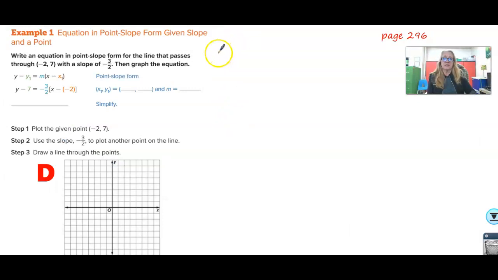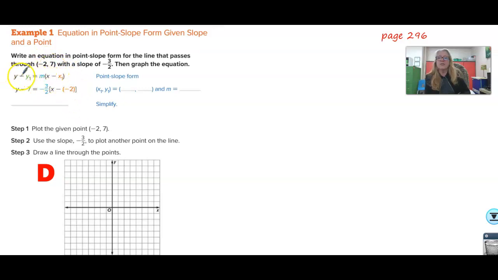This is where we really get to explore with this. They've said, write an equation in point slope form for the line that passes through -2, 7 and has a slope of -3/2. All right, so when you're using the point slope form, the first y and the first x always stay y and x. You replace the second ones, okay? And then the m you replace with slope. So we replace this y with the y coordinate 7, and we replace this x with the x coordinate -2.